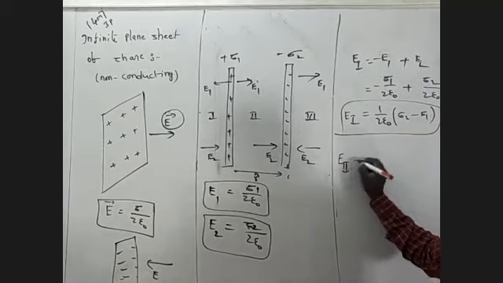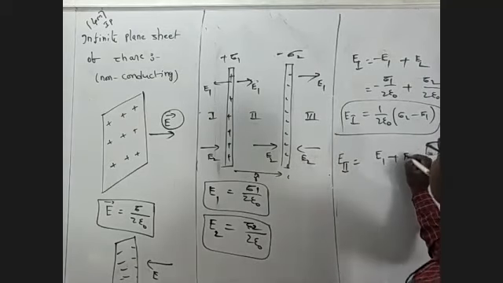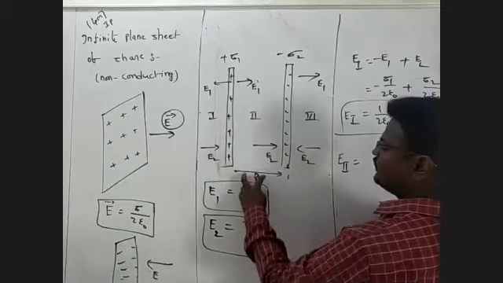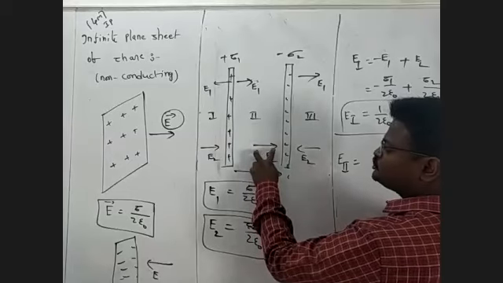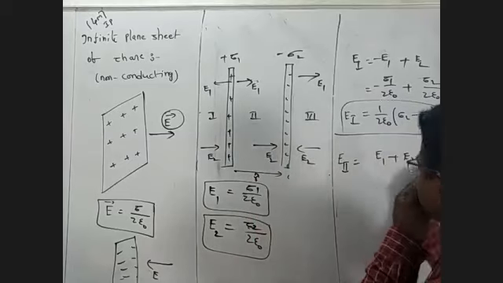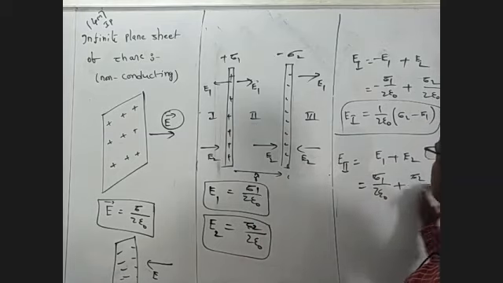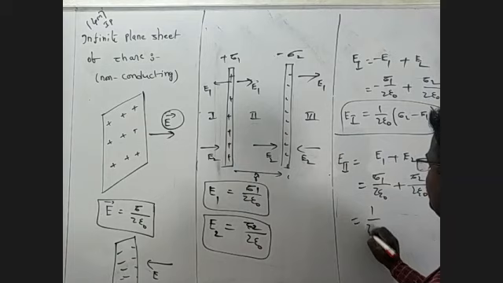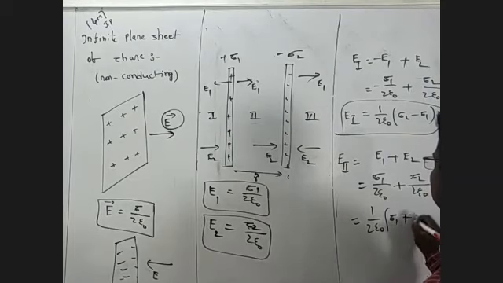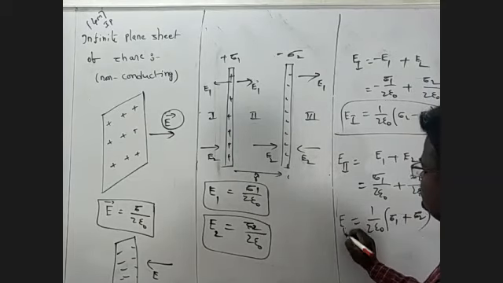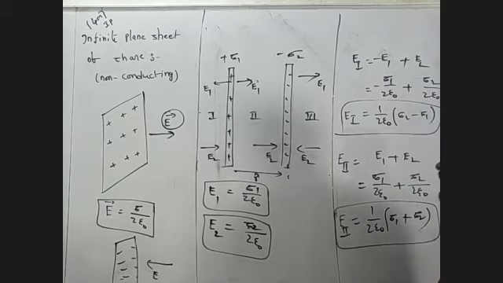Next, E2: the direction of E2 and the direction of r cap are both in the same direction, which means positive. Sigma 1 by 2 epsilon naught plus sigma 2 by 2 epsilon naught, so 1 by 2 epsilon naught times sigma 1 plus sigma 2. This is the E2 value.